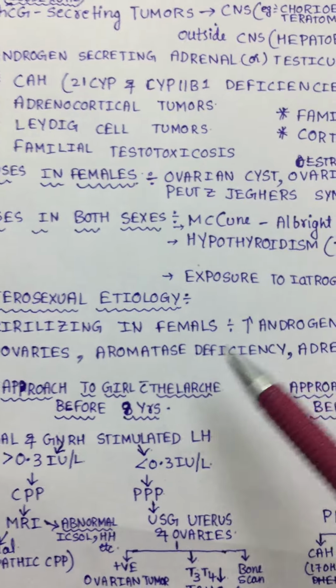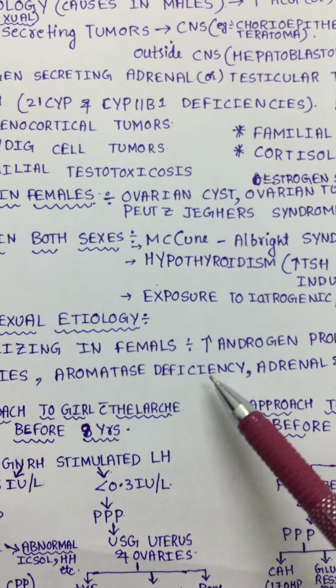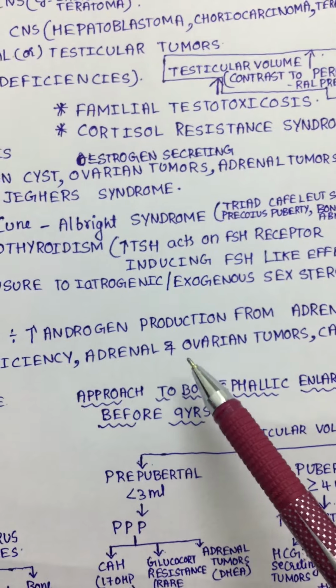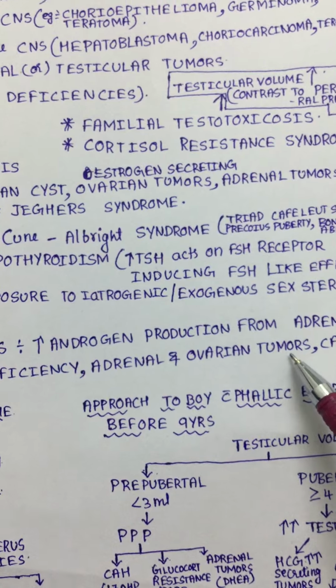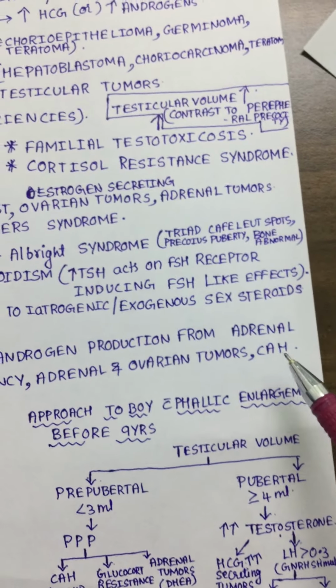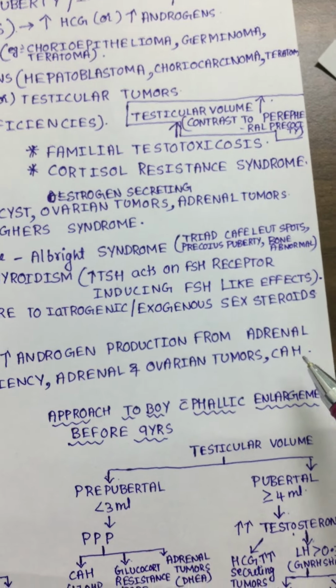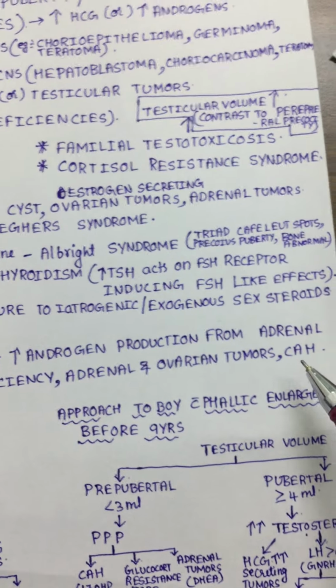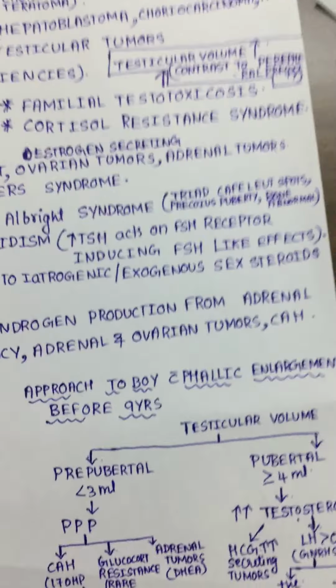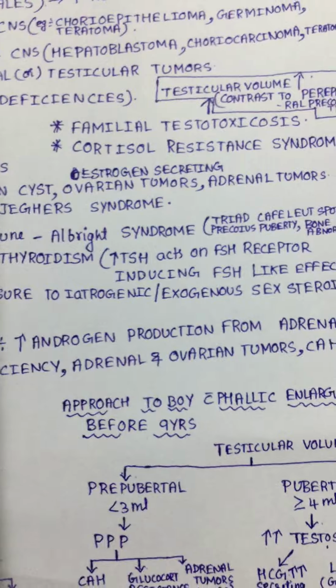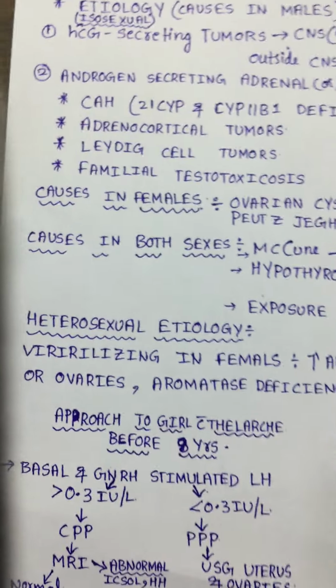Okay, and aromatase deficiency, and adrenal or ovarian tumors which secrete androgens. Okay, and congenital adrenal hyperplasia, examples 21 hydroxylase deficiency and 11 beta hydroxylase deficiency. You can see the video of CAH where I discussed it in detail. So this leads to increased androgen production.